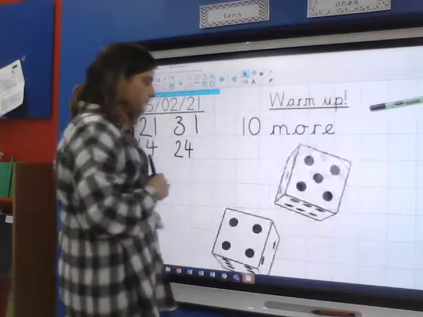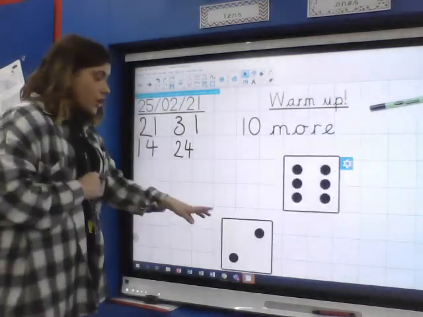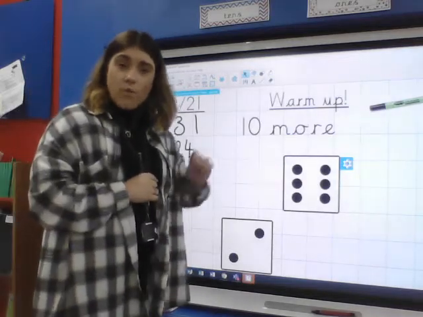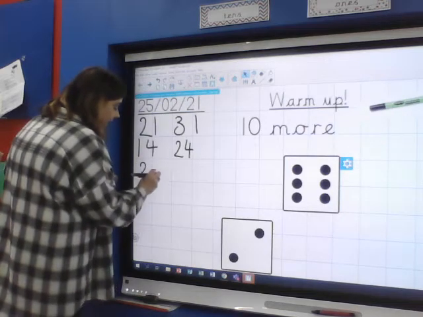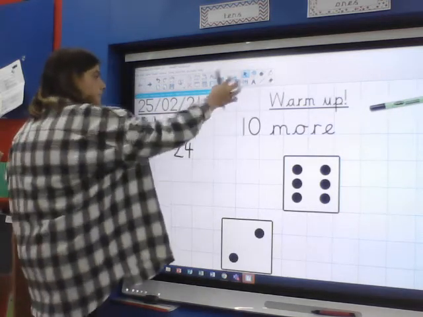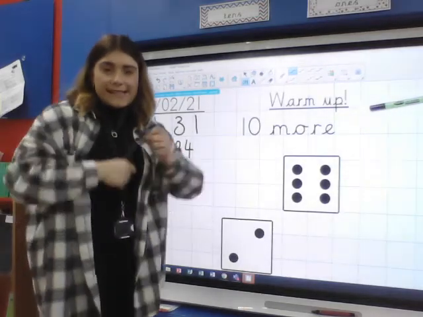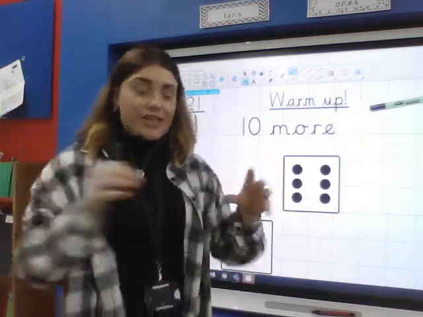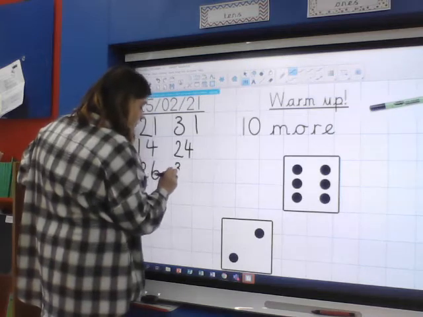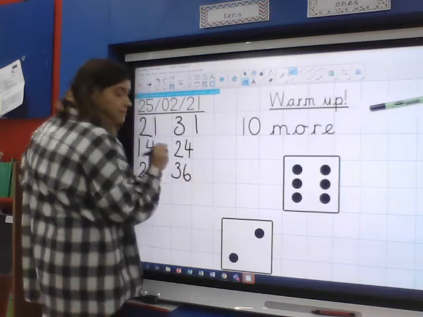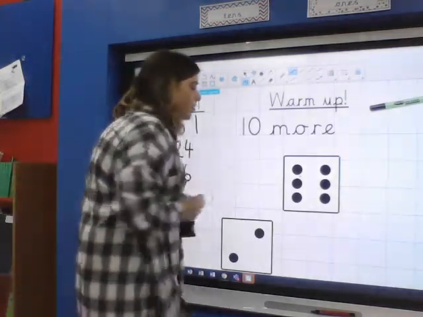Let's roll again. Okay. This time we've got 2 10s and 6 1s. So 2 10s and 6 1s gives me 26. So what is 10 more than 26? 26, 36. So you can see my 20 has increased 10 more to 30, and my 6, my 1s, are still the same. So 26, 36.